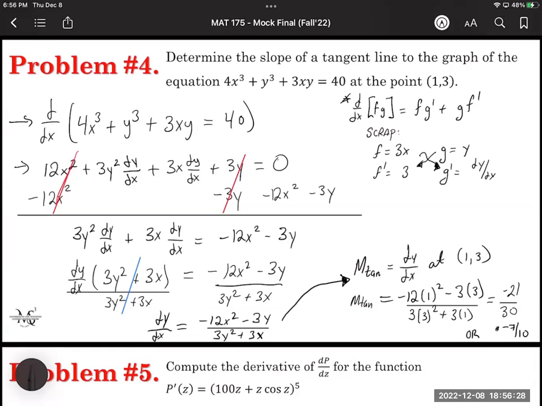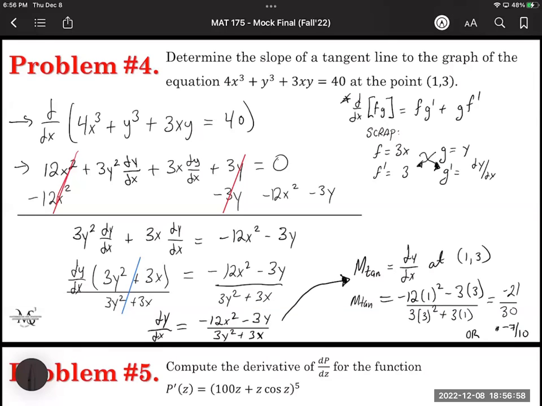Well, the goal is, once you take the derivative with respect to x, you want to isolate dy dx by itself. So the reason why I subtract the 12x squared and the 3y on both sides of the equation. Oh, so to get it by itself, you have to do it to one side and then to the other side. Okay, I get it. That's right. One side of the equation should have the dy dx terms, whereas the other side does not have the dy dx terms.